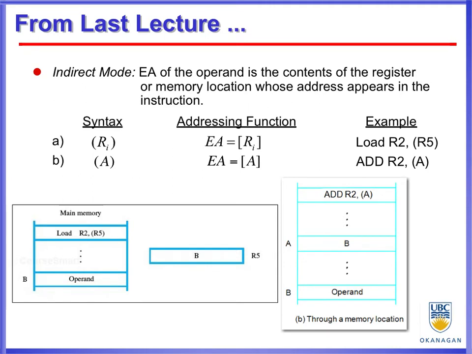Just like we said back in 177 in C++, a pointer is a variable that holds a memory address. Same thing here. In the indirect addressing mode, register R5 contains a memory address. And what this instruction will do is go to that memory address, get the number that's stored there, and put it into R2. So that's the indirect mode, and we looked at this last day.